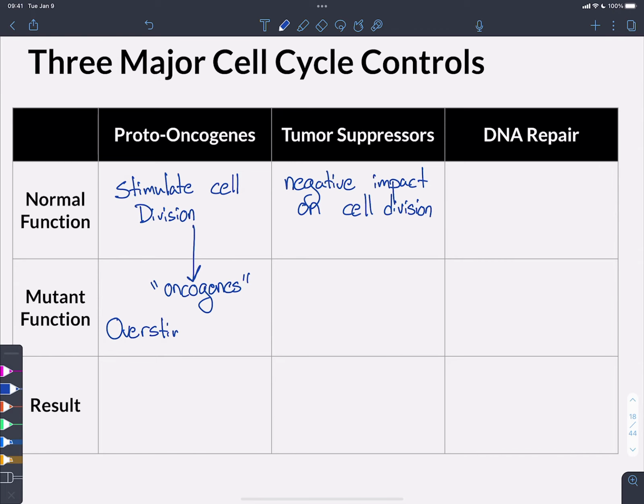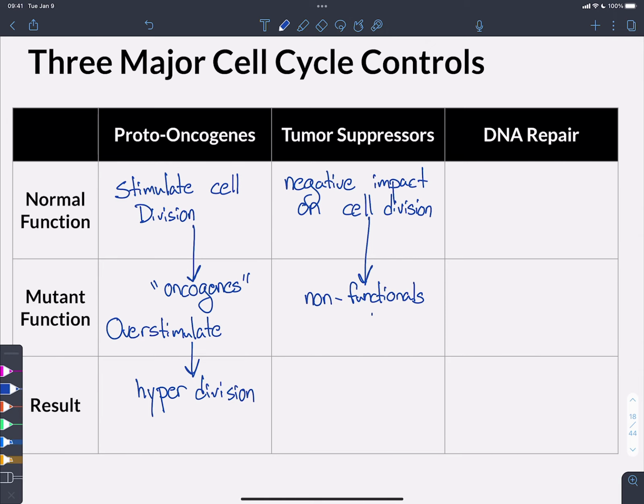They're going to work when they shouldn't be working, sending the cell signals that it should divide when it really shouldn't be. Additionally, tumor suppressors are going to need to be mutated in order to become non-functional. So there is no signal to the cell that says do not divide when it should be dividing. And so in order for a cell to become cancerous, you need to have both of these things occur. You need to have oncogenes present, sending a signal of hyperdivision, saying divide, divide, divide. And you also need to have tumor suppressors not present, so that there are no signals to the cell that say do not divide when the oncogenes are telling the cell to divide.